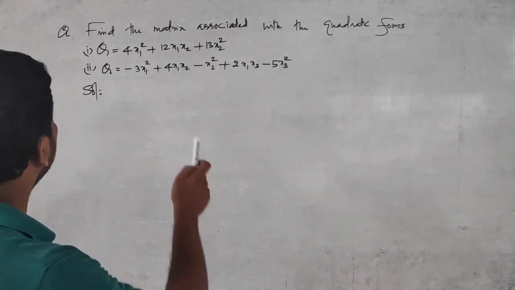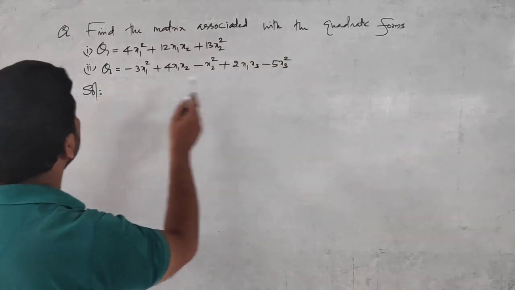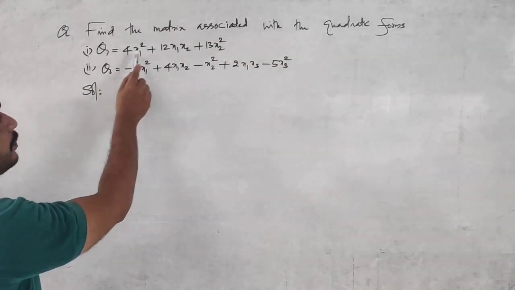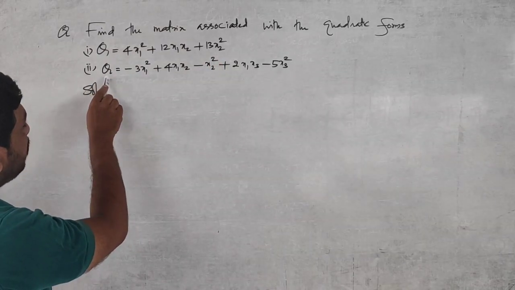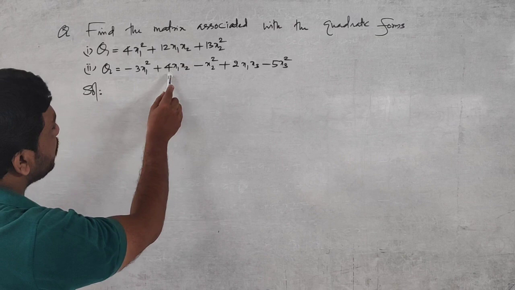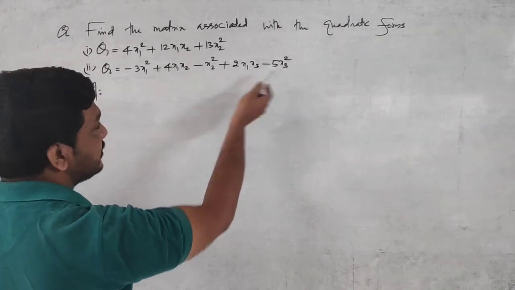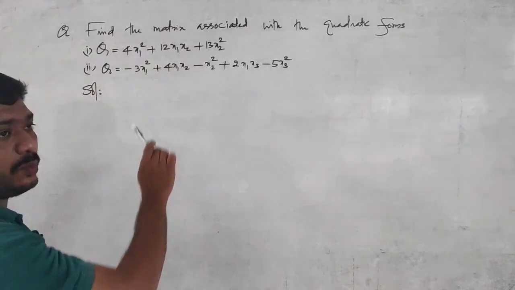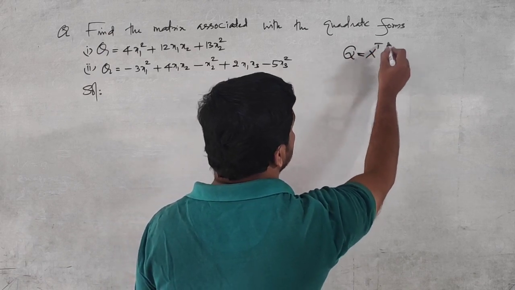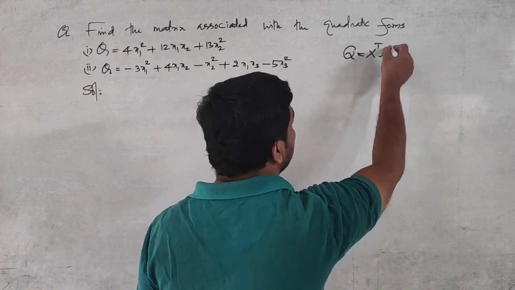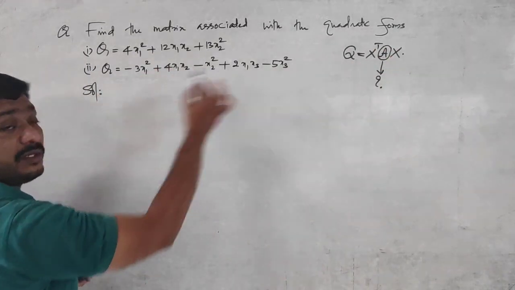So the first question: find the matrix associated with the quadratic form. First question, Q is 4x1 square plus 12x1 x2 plus 13x2 square. And in the second question, your quadratic form is minus 3x1 square plus 4x1 x2 minus x2 square plus 2x1 x3 minus 5x3 square. So they have given a quadratic form. You all know the general form of the quadratic form Q is x transpose Ax. So the process here is how to compute the matrix A. They give the quadratic form, and we need to get the matrix A.